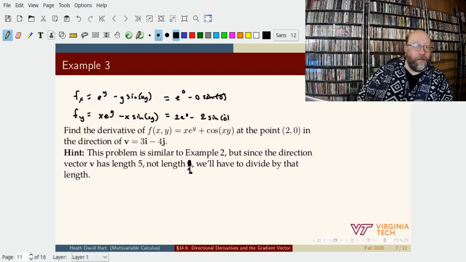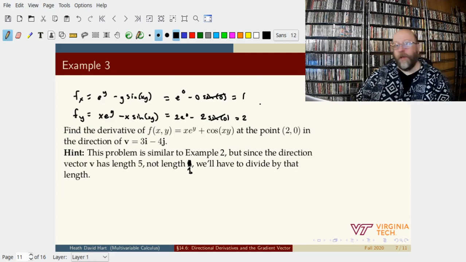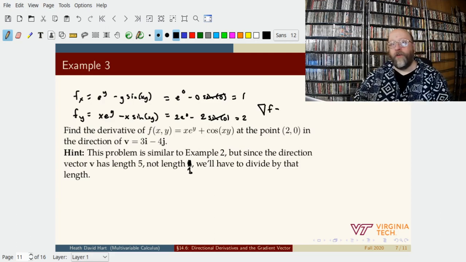Well, sine of 0 is 0. Sine of 0 goes away in both cases. e to the 0 is 1, and 2e to the 0 is 2. And so my gradient vector is (1, 2).